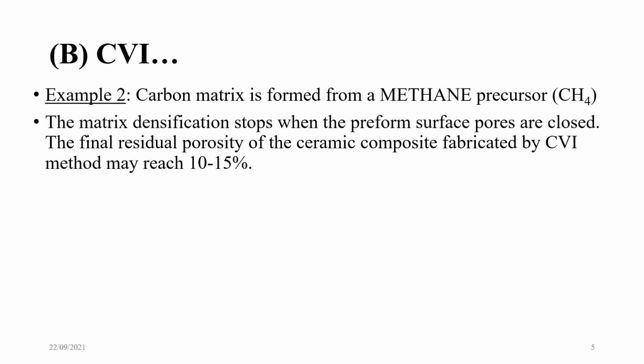Now example 2, carbon matrix is formed from a methane precursor. The matrix densification stops when the preform surface pores are closed. The final residual porosity of the ceramic matrix fabricated by the CVI method reaches up to 10 to 15%. That means the quantity of pores after the composite is fabricated is up to 15%.